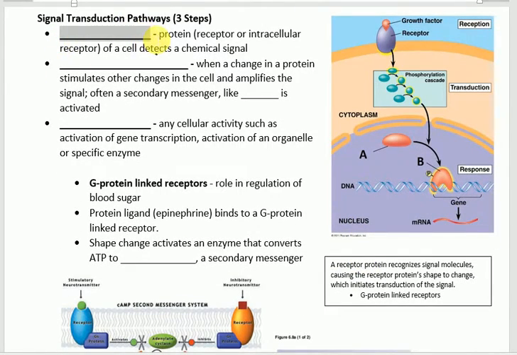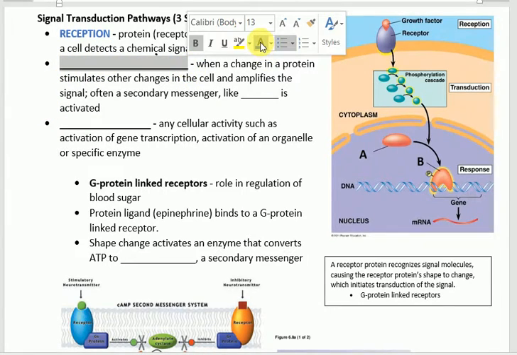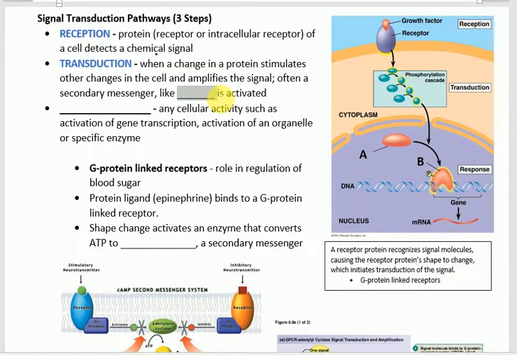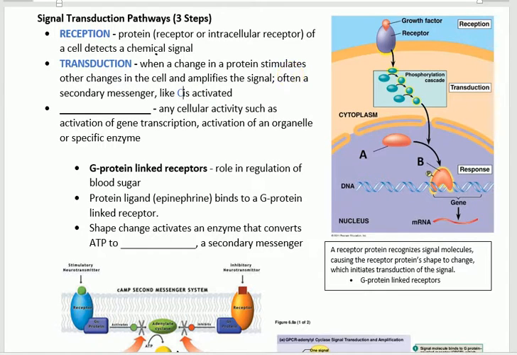Signal transduction pathways. This should be a review. So we have reception proteins, and these are receptor or intracellular receptors of a cell, and it's going to detect a chemical signal. And then transduction is when a change in a protein stimulates other changes in the cell and amplifies the signal, often a secondary messenger like cyclic AMP is activated.